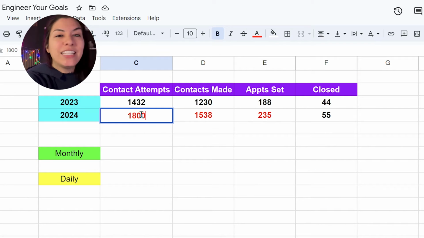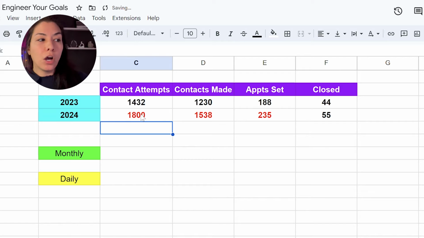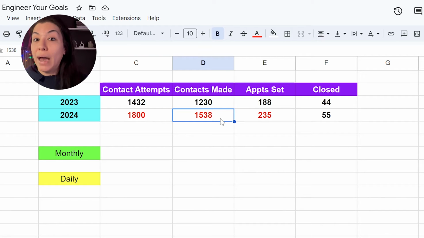I need to attempt to have 1,800 conversations in the entire year of 2024 in order to then successfully have 1538 conversations about real estate to then set up 235 appointments to then have 55 closings.